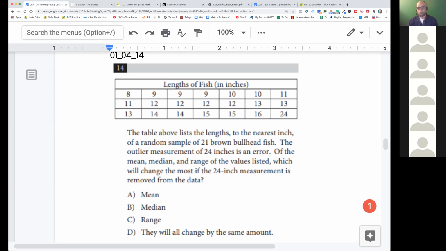Once that is removed, the range, which was originally 24 minus 8, which is 16, becomes only 8. While the other things will change, you don't have to think about it so much. Just remember, the biggest thing that will usually change is the range.